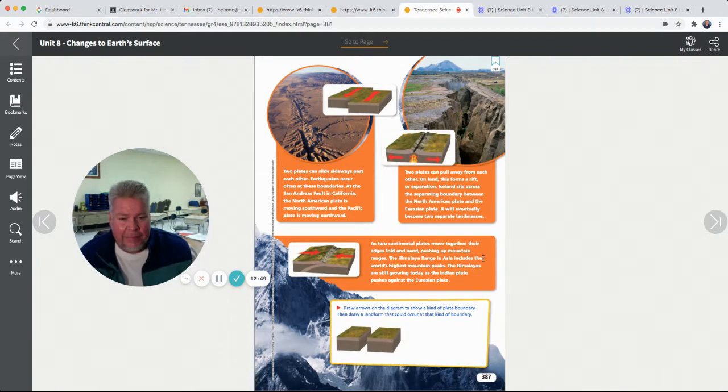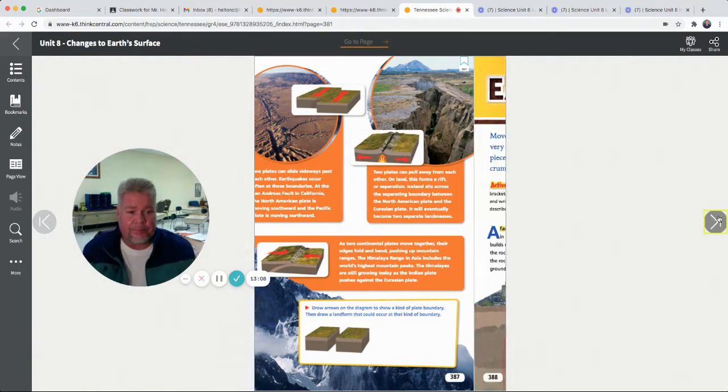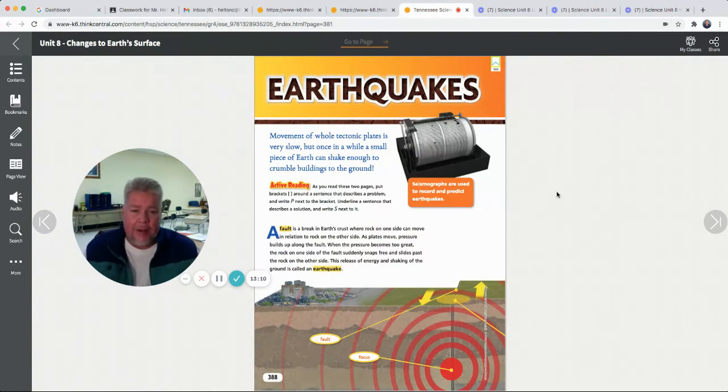All right. So you got three different things we see on this page that those big plates, those big puzzle pieces on the earth can do: rub together and form an earthquake, pull apart and cause a rift or a big trench, a big hole in the ground, or push together and form mountains. So let's talk about those three things. The first one is earthquakes.